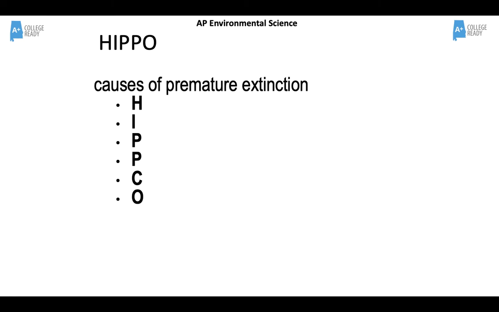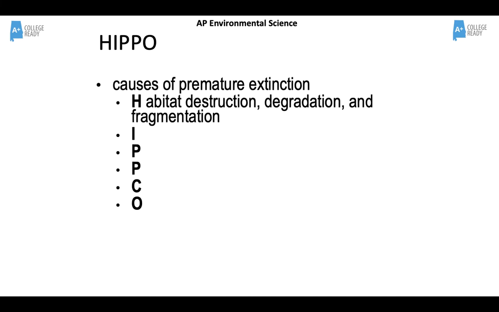So I changed this slide up a little bit. I had to add a C in HIPPCO. These are causes of premature extinction. Personally, I think they're a little redundant. However, I will go over each one. Habitat destruction, degradation, and fragmentation is number 1. So these are in order of importance.